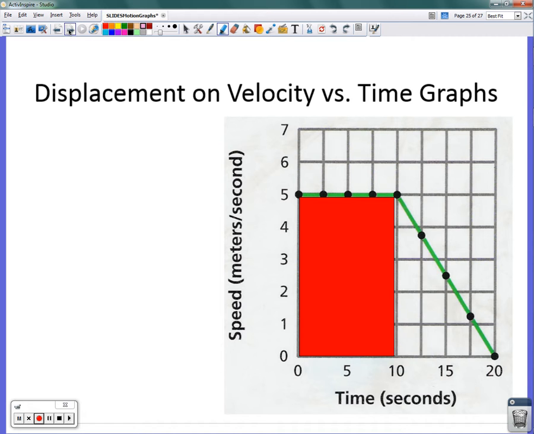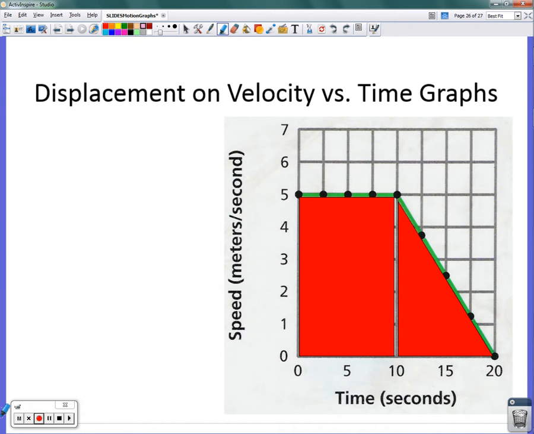Here, we could make the area under this curve out of two regular shapes, a rectangle and a triangle. So if we wanted to calculate the total displacement, we'd have to add the areas of these two regular shapes. Here, this is 5 meters per second times 10 seconds. This is just a rectangle, so base times height. And that means here, before the object even starts slowing down, it has already traveled 50 meters.